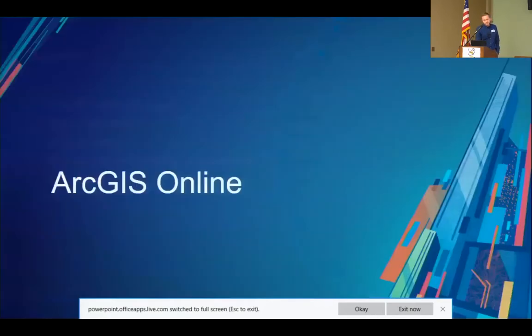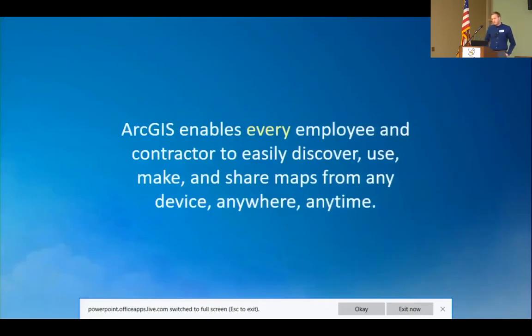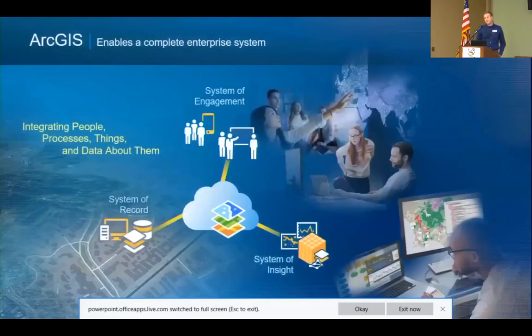So at ESRI, we like to say that the ArcGIS Platform enables every agency to provide spatial data to their employees, to their contractors, so that they can use spatial data no matter where they are on any device that they have. And we do this in a few different ways. So the ArcGIS Platform provides what we call 3 different systems. And these systems all work together to give you the functionality you need to meet your business needs.